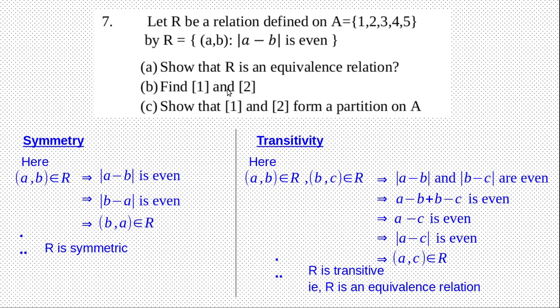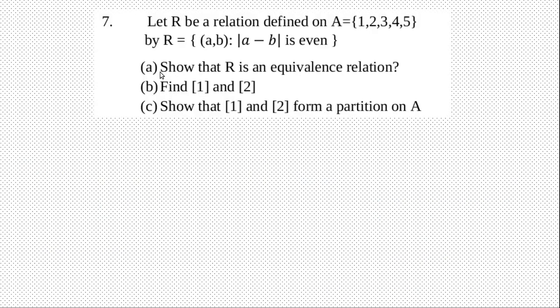Now let us discuss the answer to question number B. What is class 1 and class 2? What is the equivalence class of 1? The equivalence class containing 1 is the set of all elements related to 1. How many elements are there in this set? 5 elements. Which elements are related to 1 under this relation? To be a member of this class, that element must be related to 1.